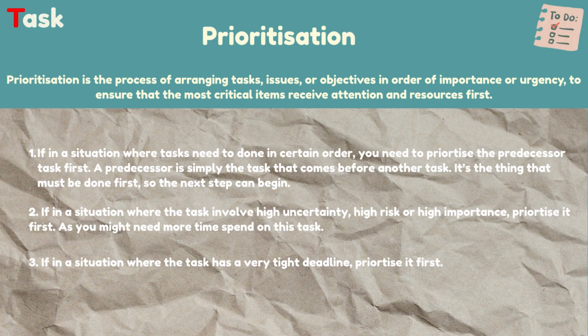Some reminders here. Number 1, if in a situation where tasks need to be done in a certain order, you need to prioritize the predecessor task first. A predecessor is simply the task that comes before another task. It's the thing that must be done first, so the next step can begin. Number 2, if the task involves high uncertainty, high risk, or high importance, prioritize it first, as you might need to spend more time on this task. Number 3, if the task has a very tight deadline, prioritize it first.